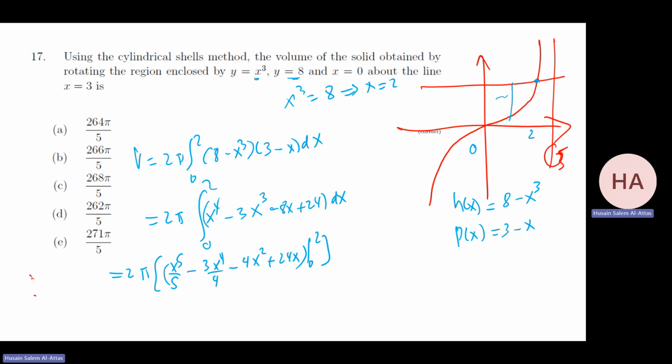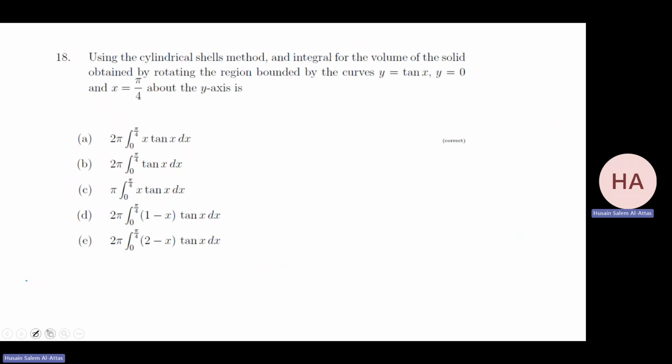Do the calculations, you will get 264 pi over 5. You can check it easily. It's a matter of calculation. I don't want to waste time on that.